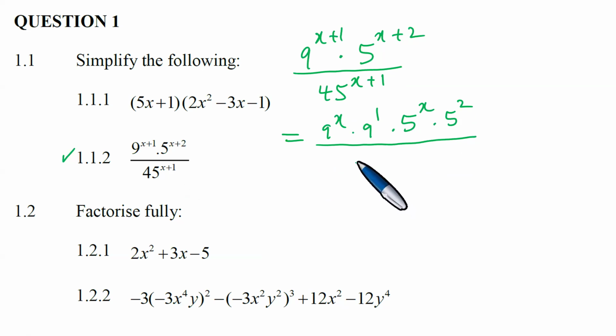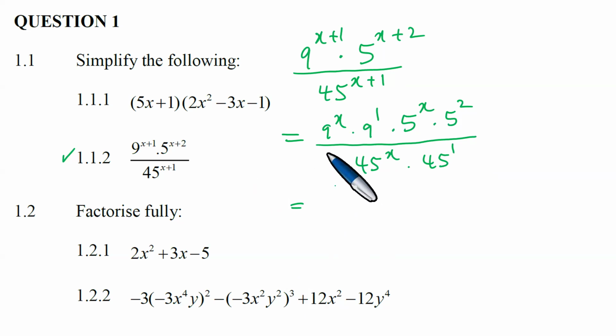45 to the power of x times 45 to the power of 1. Okay, next. Now we are here and we need to continue to simplify this. So let us proceed to perform the simplification. Let's see how best we can do this one over here. Right, so what do we do next?